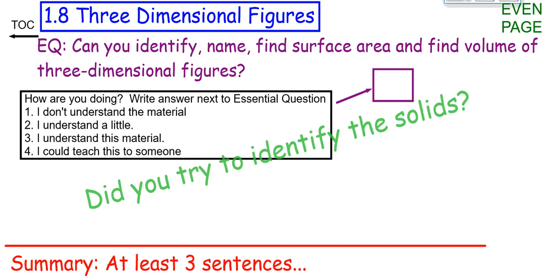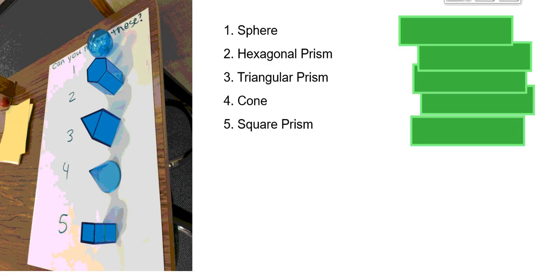So this is 1-8, three-dimensional figures. Can you identify, name, find surface area, and find volume of three-dimensional figures? This is considered a review of things you've done in the past, just to get us back on track with our shapes and things like that. And then after your quiz yesterday, you had time to look at these things.